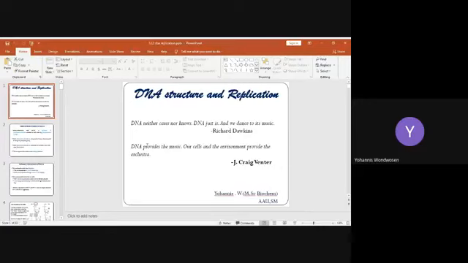Our class today is regarding the DNA structure and its replication. There are two things that I'm starting my session with. The first one is what Richard Dawkins said: DNA neither cares nor knows. DNA just is, and we dance to its music.